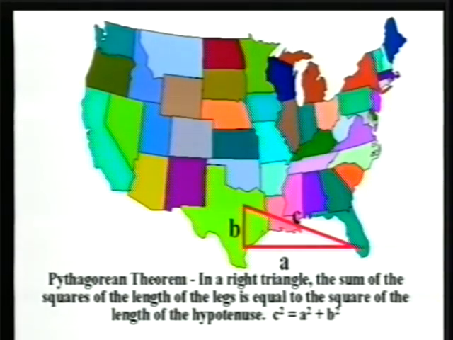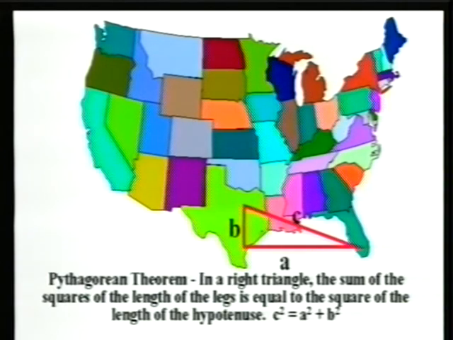Since we'd have formed now what's called a right triangle, we all know that a right triangle's distances can be found using what's called the Pythagorean theorem. The Pythagorean theorem in a right triangle is the sum of the squares of the lengths of the legs equal to the square of the length of the hypotenuse. The proverbial c squared is equal to a squared plus b squared.